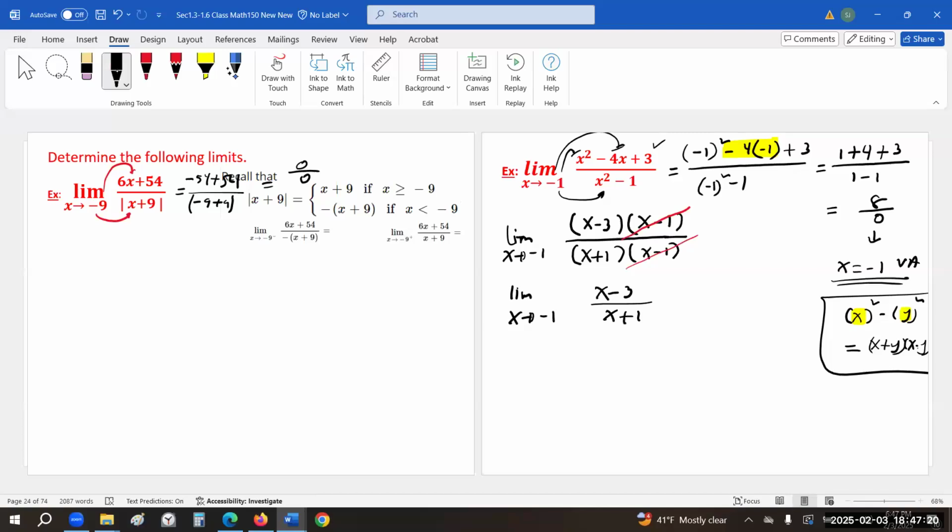And now we resubstitute. Our limiting value is -1. So we resubstitute and see what we get. We have x minus 3. Oh, sorry, my bad. We have -1 minus 3 over -1 plus 1. And now what do you see?